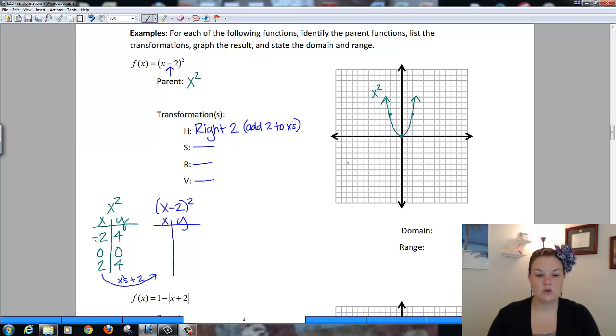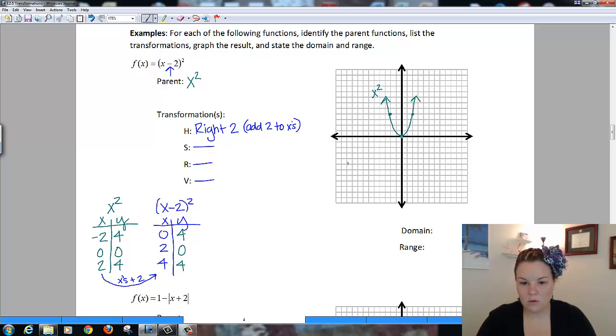So -2 plus 2 gives me 0. 0 plus 2 gives me 2. And 2 plus 2 gives me 4. Now notice I did not do anything to the y's. So I'm going to use the same y values that were in my original table. Okay. Now that I have my new function, I'm going to graph these ordered pairs.